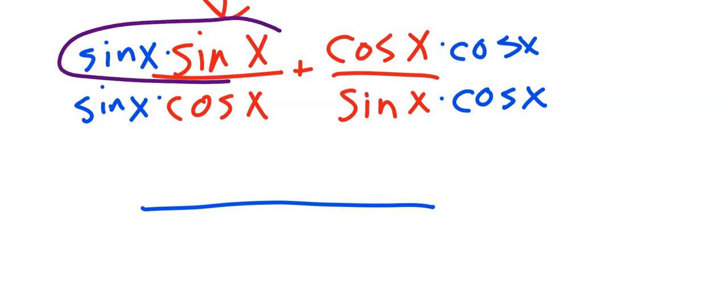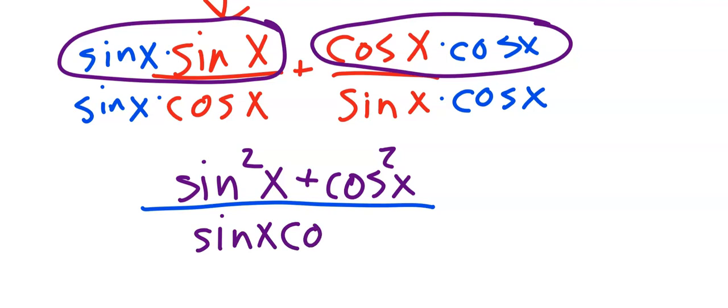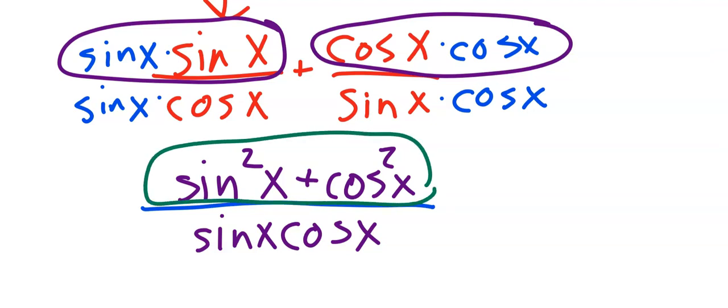Some of them are simple. So what is sine x times sine x, more commonly referred to as? Sine squared x. And what about cosine x times cosine x? Cosine squared x. Of course, the denominator is still sine x cosine x. Please tell me that you're seeing some super cool magic right here. That's going to be 1, right? Pythagorean identities: sine squared plus cosine squared equals 1.